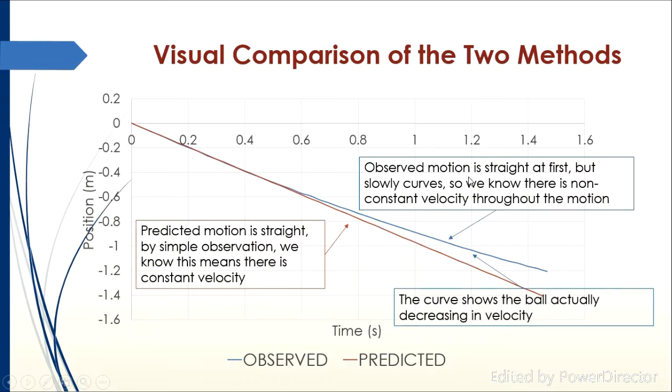In our observed motion, it's straight at first, but then at a point it slowly starts curving, so we know that there's non-constant velocity throughout the motion. The curve shows that the ball is decreasing in velocity. As time goes on, the gap between the observed motion and the predicted motion is increasing.